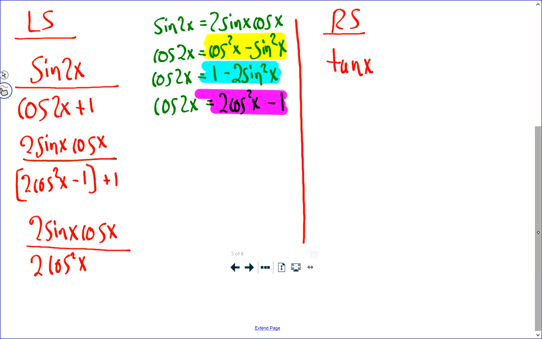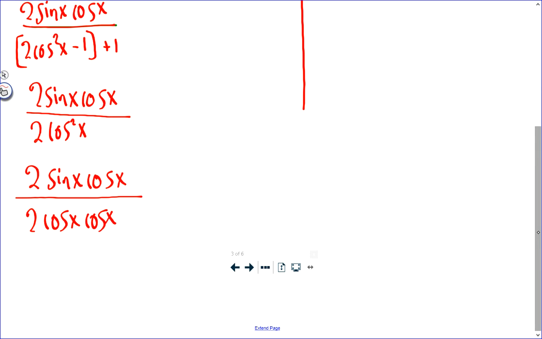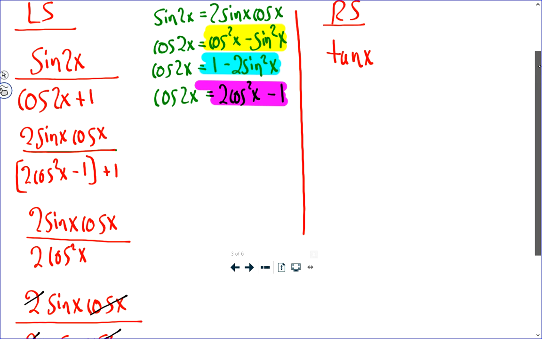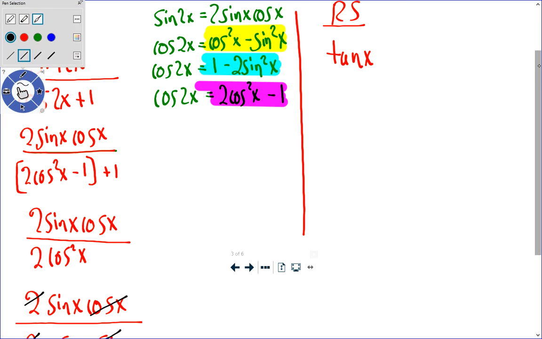So how can we simplify that? Well, I'm going to rewrite this as 2 times sine of x times cosine of x. And then on the bottom, I'm going to write 2 times cos of x times cos of x. Just to show you that what we can do is cancel the 2's, cancel a cos, and we are left with sine x over cos x. But if we take a look at what the right-hand side is equal to, don't forget the right-hand side is equal to tangent of x.